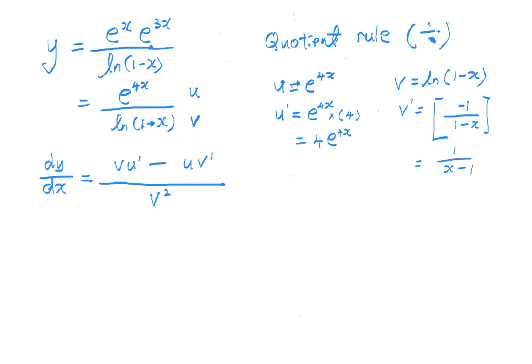Okay. So now I'm ready. Everything, I put it nicely ready. I fill in the blank according to this formula. V is ln 1 minus x. And I will prefer to bracket it up. U prime, 4e to the power of 4x. Close. Take away u.